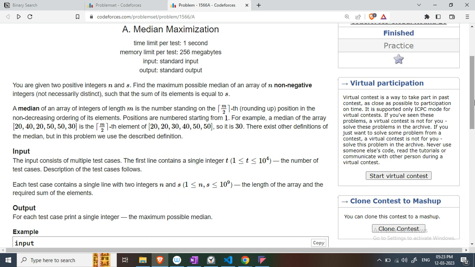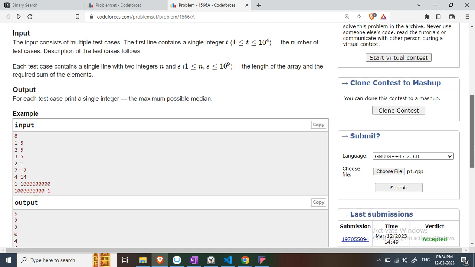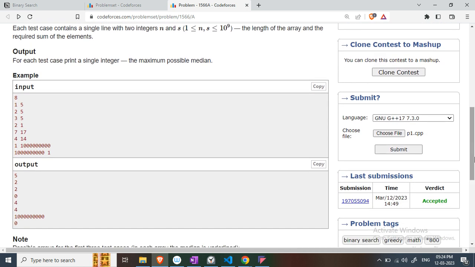For the input, the first line contains a single integer t, and then each test case contains two integers n and s, ranging from 1 to 10 to the power 9, the length of the array and the required sum of the elements. For each test case, print a single integer, the maximum possible median.